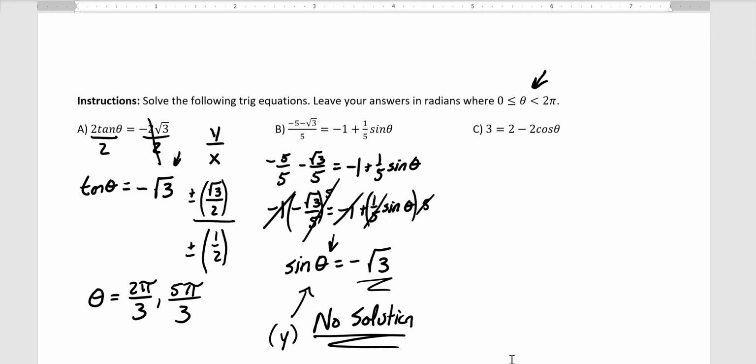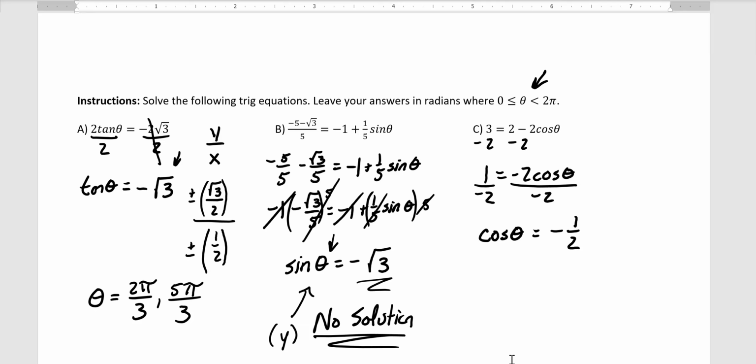All right, last one, letter C. So we're dealing with cosine now. Let's subtract 2 from both sides. 3 minus 2 is 1 equals -2 cosine of theta. I can divide by -2. I can divide by -2. And I find that cosine of theta equals -1/2.